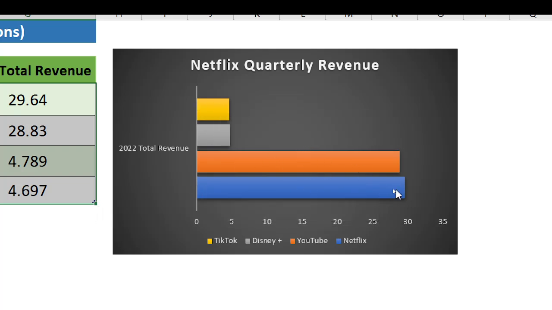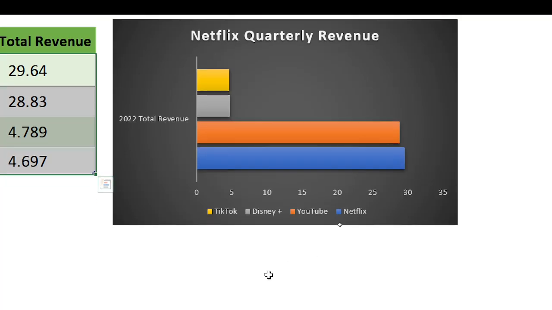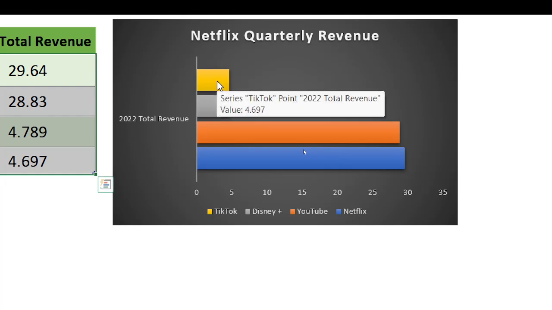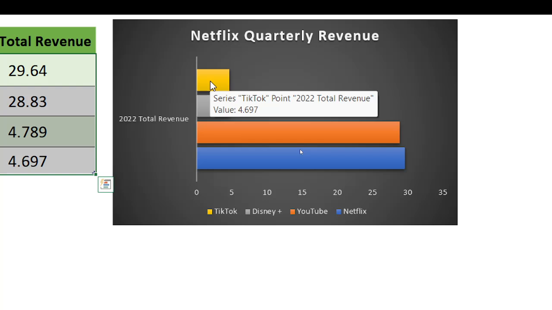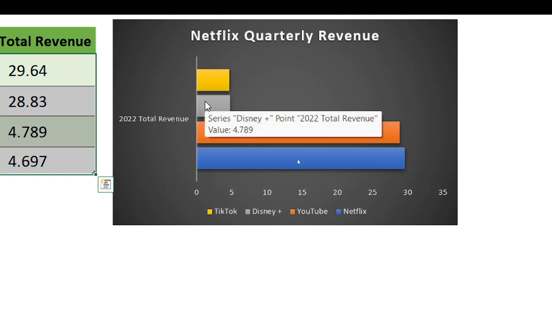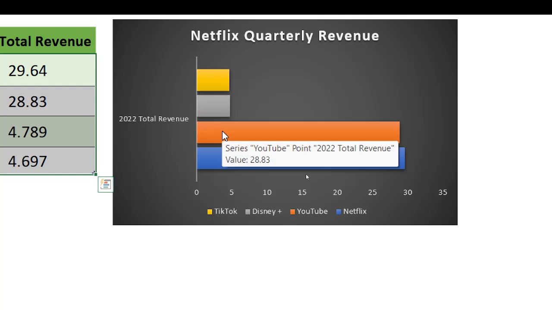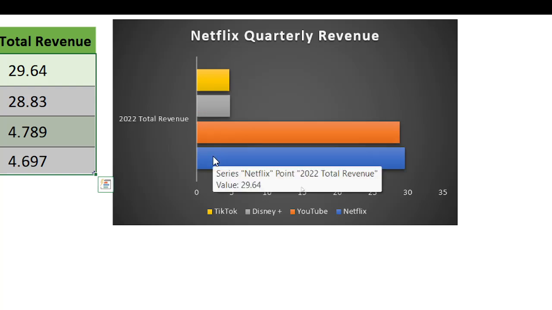As per this bar chart, we see that the Netflix is the highest revenue generated company for the year 2022. And the least is this yellow color which says TikTok. When you hover on the bar, you can see the name of the company and the value. So you can now understand that this yellow color is TikTok. Second least is Disney. Second highest is YouTube. And the highest one is Netflix.